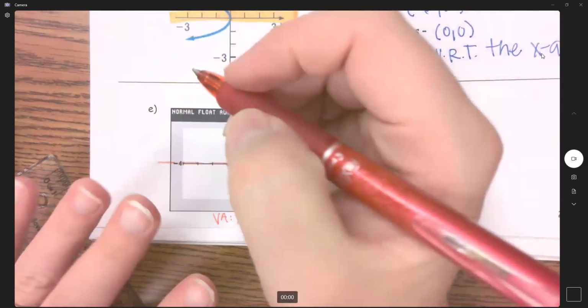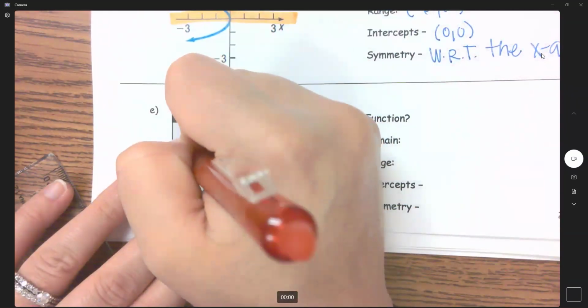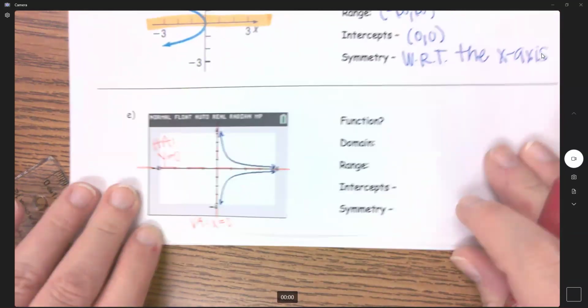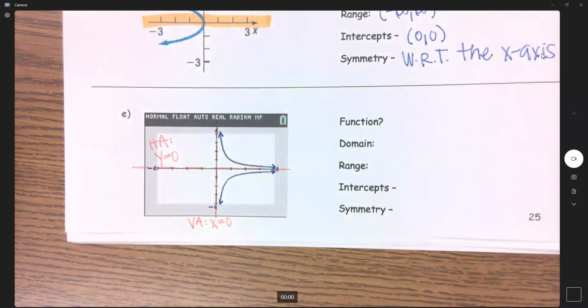Right here also at y equals 0. And this one's a horizontal asymptote. Now we're going to talk more about asymptotes when we get to the beginning of module 3, but until then, we're just going to kind of wing it.